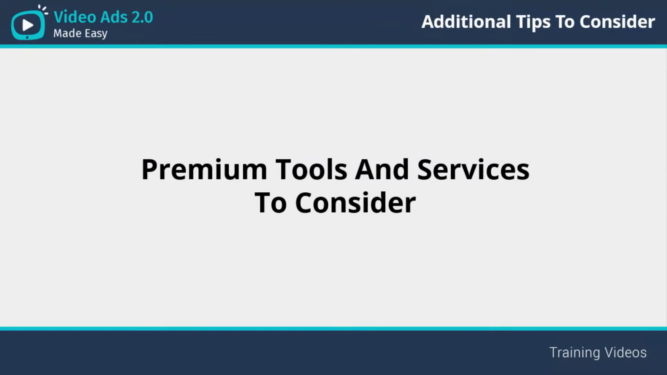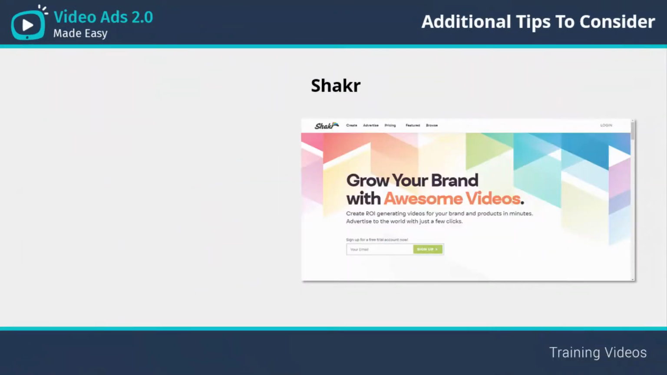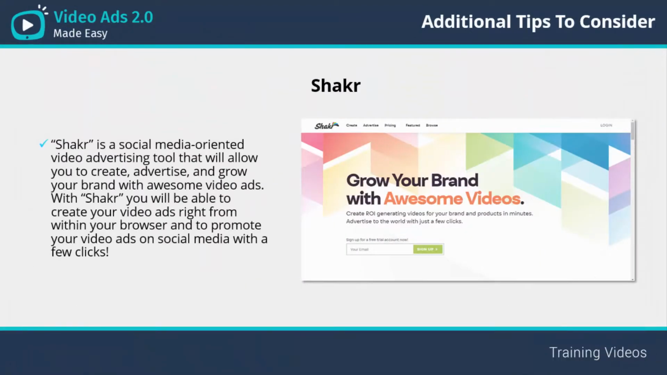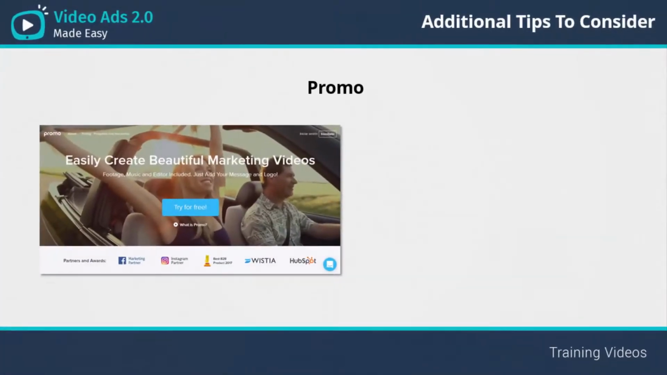Premium tools and services to consider. Shaker. Shaker is a social media-oriented video advertising tool that will allow you to create, advertise, and grow your brand with awesome video ads. With Shaker, you will be able to create your video ads right from within your browser and to promote your video ads on social media with a few clicks.